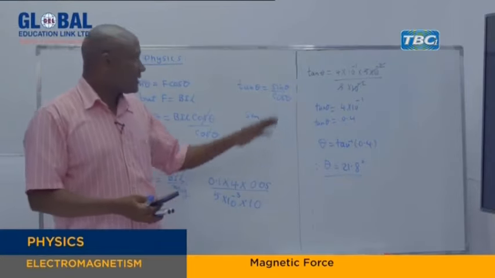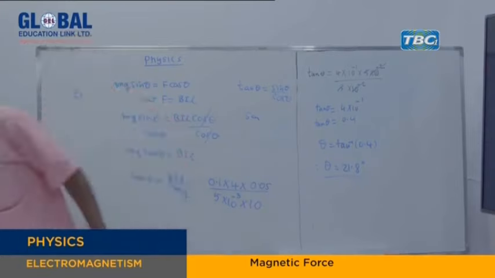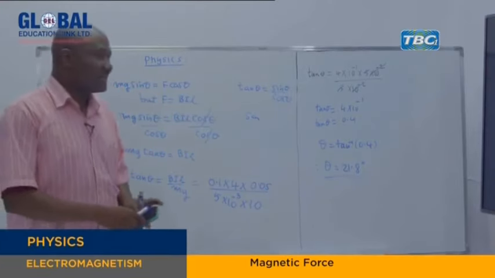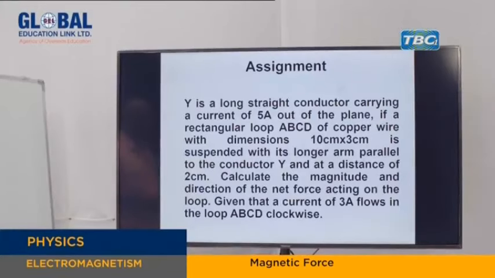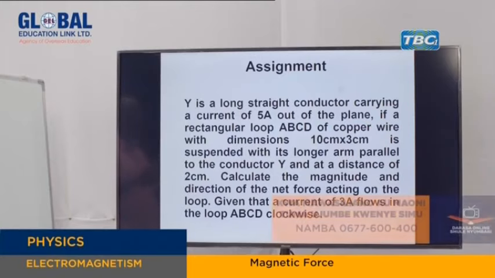Now, after these two examples, I think you can try this question as an assignment. This is your assignment. Let's check if you can do it. The question is given as we have a wire Y, which is a long straight conductor carrying a current of 5 ampere, and you are told it is out of the plane. And then you have a rectangular loop ABCD, the dimensions of which are given. The length is 10 and the width is 3 centimeter. Now that loop is suspended with its long arm parallel to the conductor.